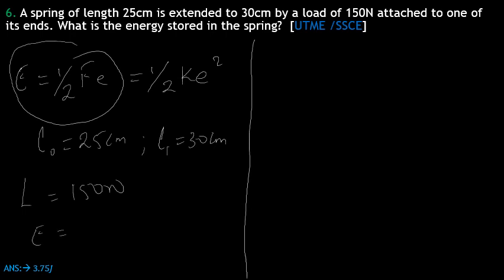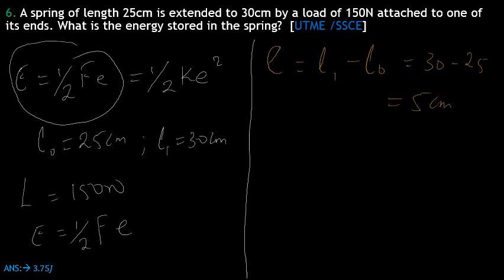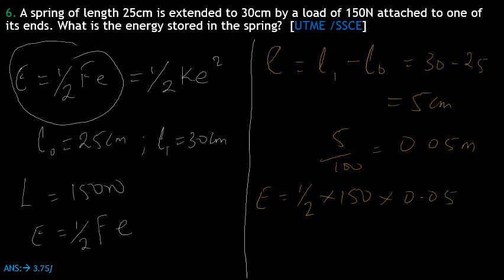So E is equal to half Fe, whereas our extension in this case is equal to L1 minus L0. So that is 30 minus 25, and that gives us 5 cm. We have to change to base unit. So if we divide by 100, 5 divided by 100 gives us 0.05 meters. Plug that in, you have that E is equal to half times the force or the load, 150, times the extension, which is 0.05. This is 75, then this times this will give us 3.75 joule, and that's the answer.